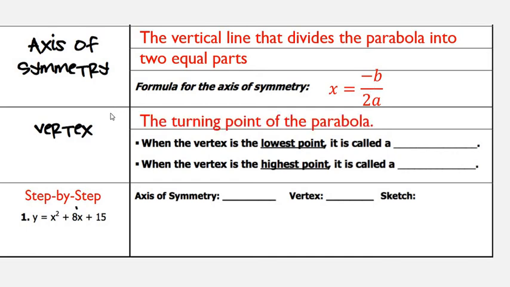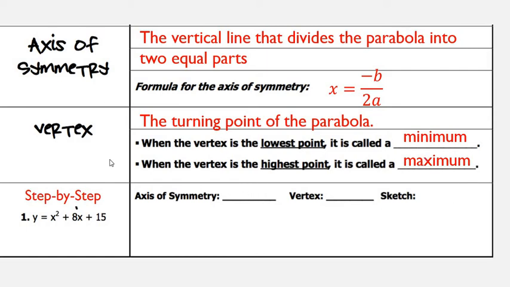Now, you also have what we call a vertex, which is the turning point of a parabola. Think about if you're driving down the road and you make a U-turn. Where you make a U-turn, turn around, that's the vertex. Now, the vertex of a parabola, the lowest point is called the minimum. The highest point of a parabola is the maximum.